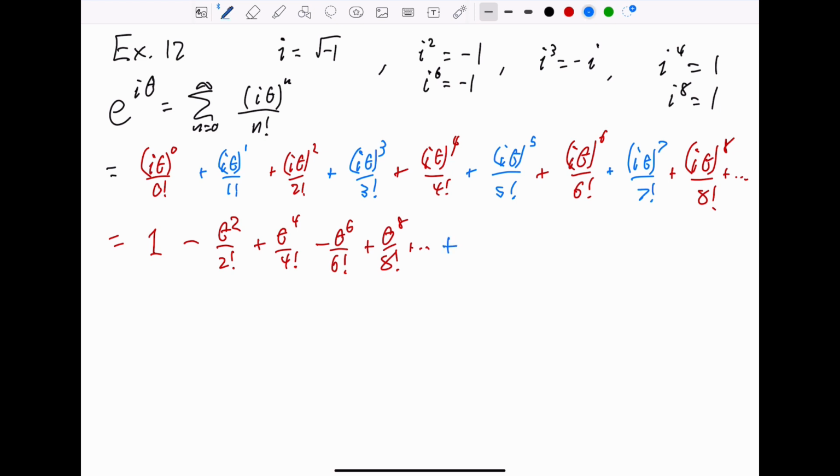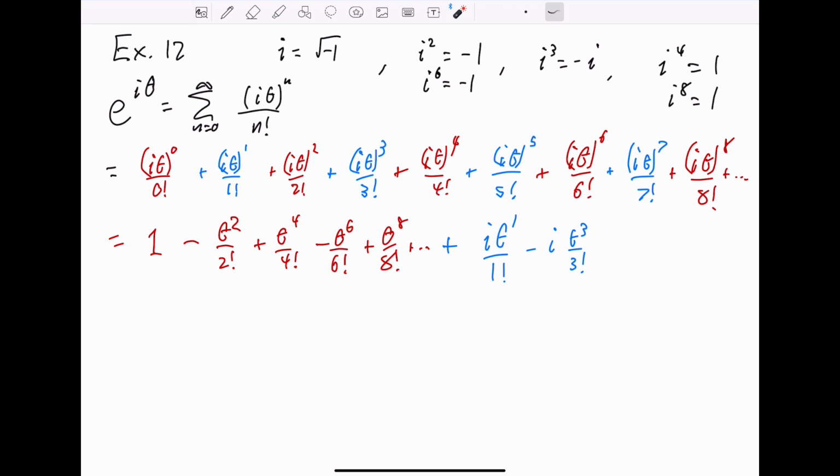With the blue terms, the first one is i theta to the first divided by 1 factorial. In the next odd powered term, I have i cubed times theta cubed. i cubed is -i. So I'm going to write this as minus i times theta cubed divided by 3 factorial. Next term, i to the 5th over 5 factorial. I'll have an i to the 5th times theta to the 5th.